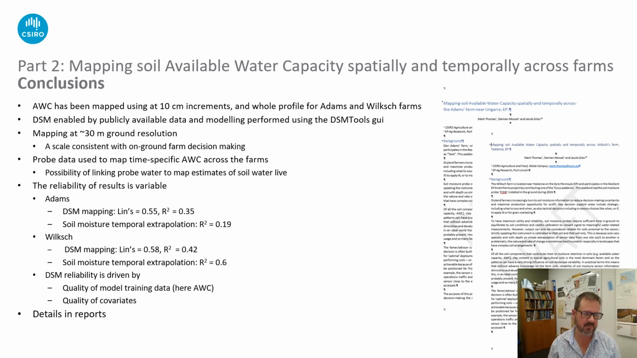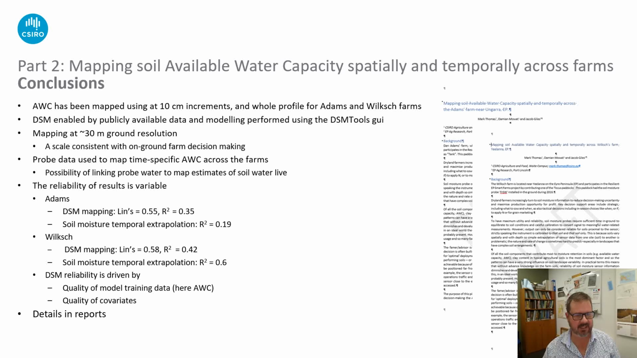The probe data, I think we've shown, particularly with Geordie's, can be used to predict time-specific AWC across the farm, and that clearly means there's possibility of linking these systems live. So all you need is the AWC map. You need to generate that, and then temporally you just apply the signal as it's coming out of the probe at that time for the whole profile, I should say.